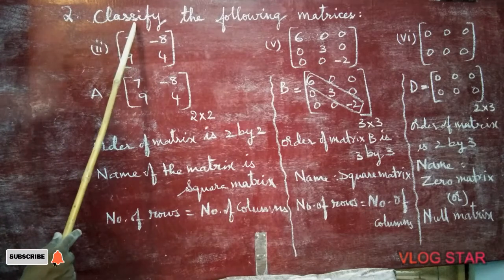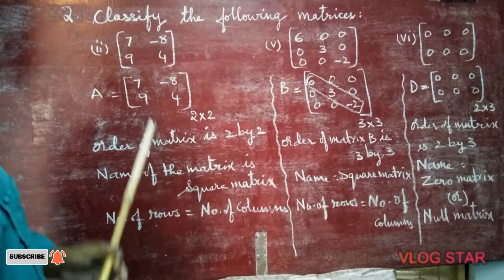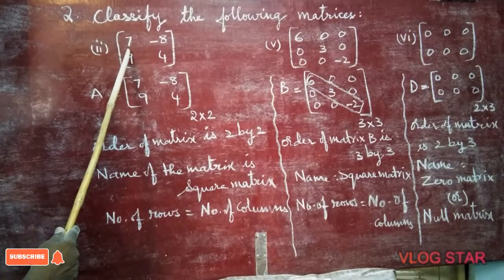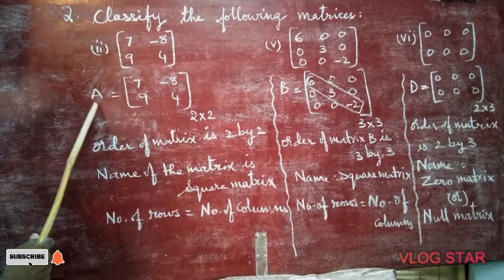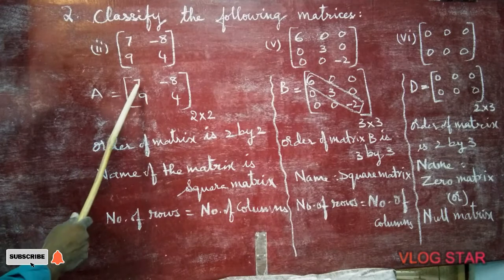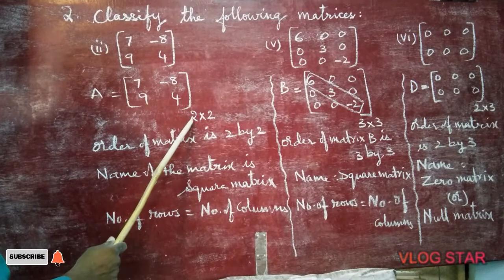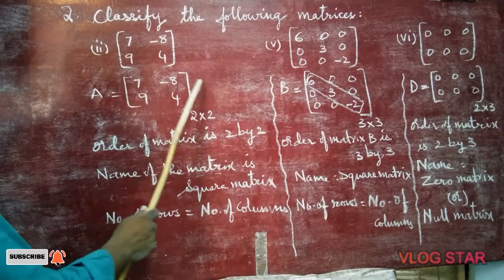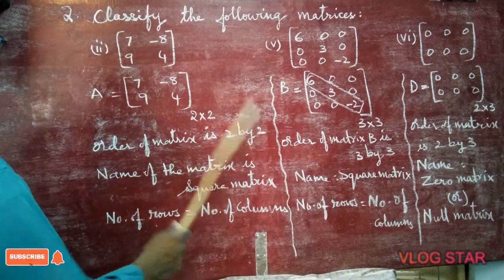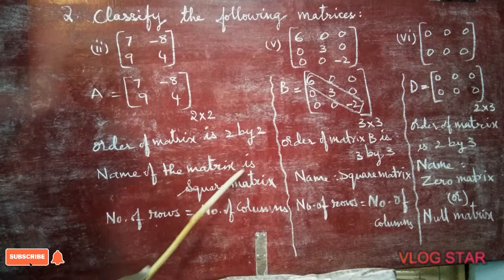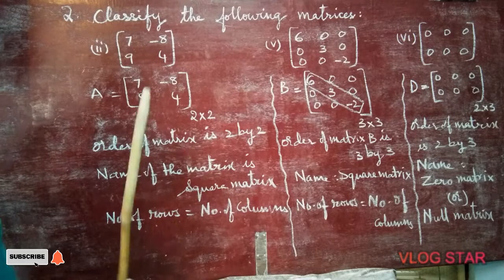Second one: classify the following matrices. They told us to classify. Second problem: 7, minus 8, 9, 4. I am keeping capital A is equal to 7, minus 8, 9 and 4. The order of the matrix is 2 by 2, 2 rows, 2 columns. And the name of the matrix is square matrix. Why? Number of rows is equal to number of columns.